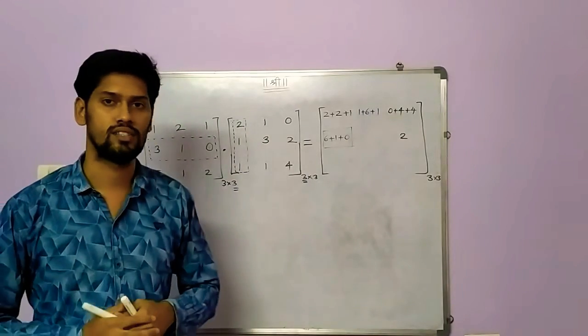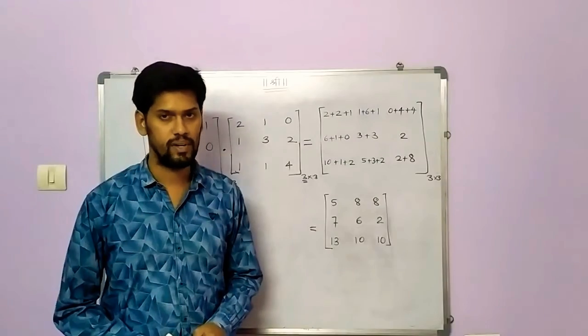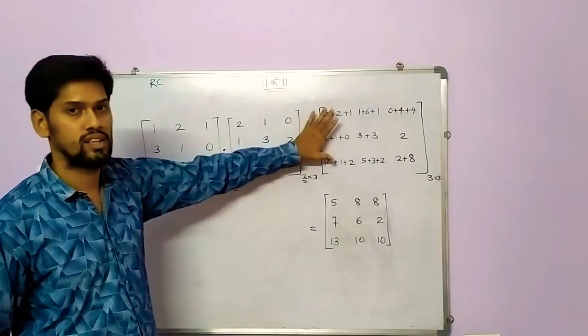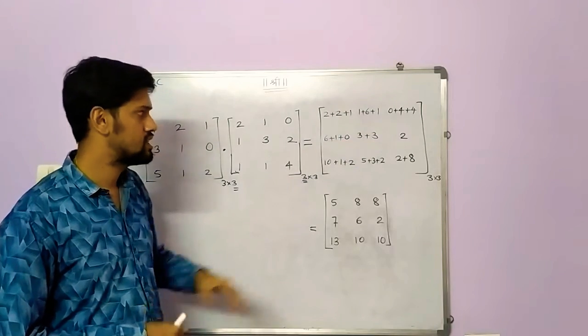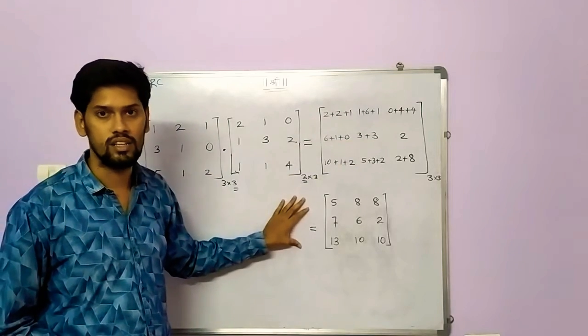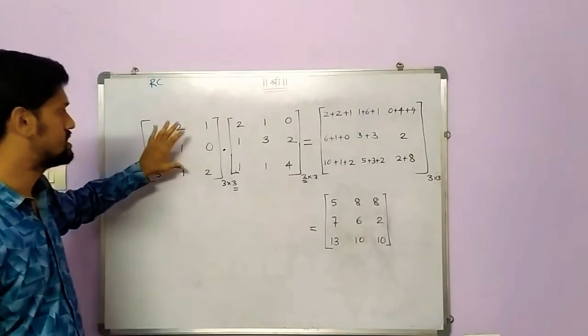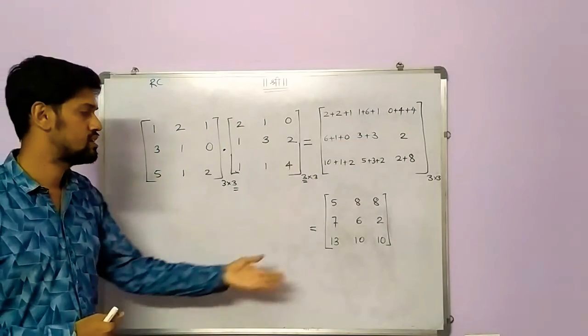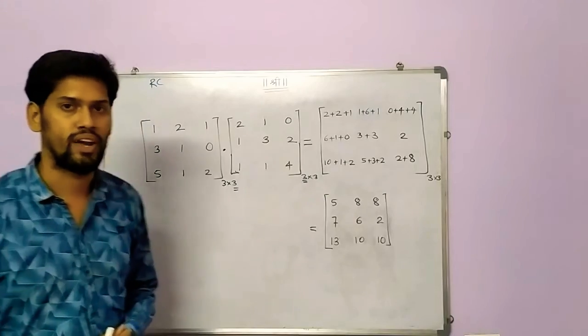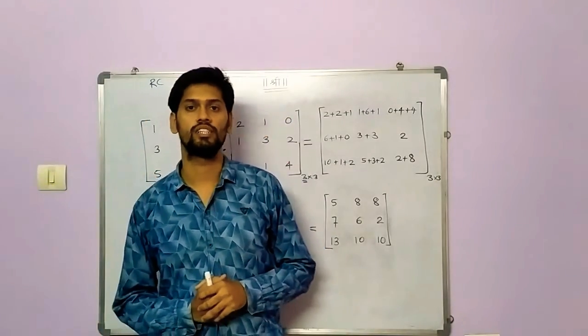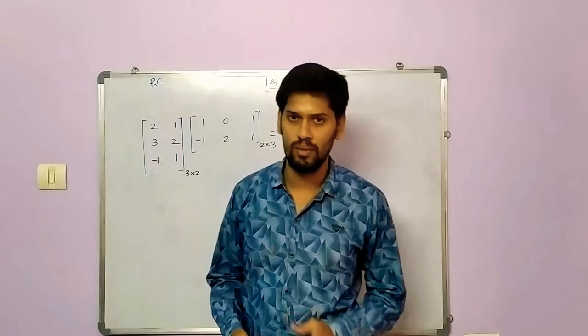We will see what is the answer of this. Once you have completed the multiplication, it will look like this. These are the particular rows and column and the elements, and the final answer is this. So when you multiply this matrix and this matrix, what you get is this one. Now we'll see one more example to understand the multiplication concept clearly. So now we'll solve one more problem.